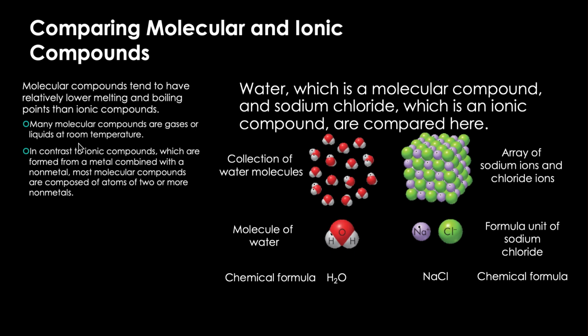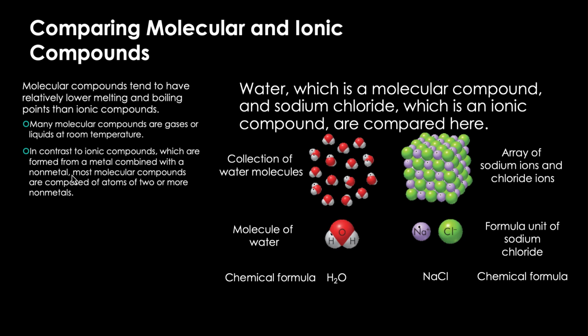So molecular compounds tend to have relatively lower melting and boiling points than ionic compounds. Many molecular compounds are gases or liquids at room temperature, in contrast to ionic compounds, which are formed from a metal combined with a nonmetal. Molecular compounds are composed of two or more nonmetals, which we've already gone over.